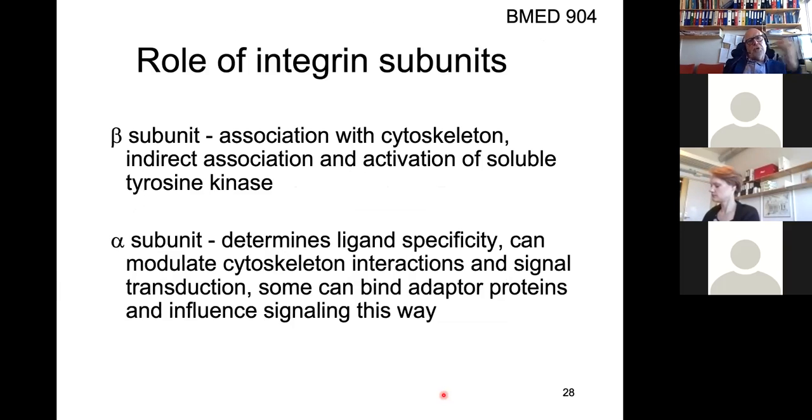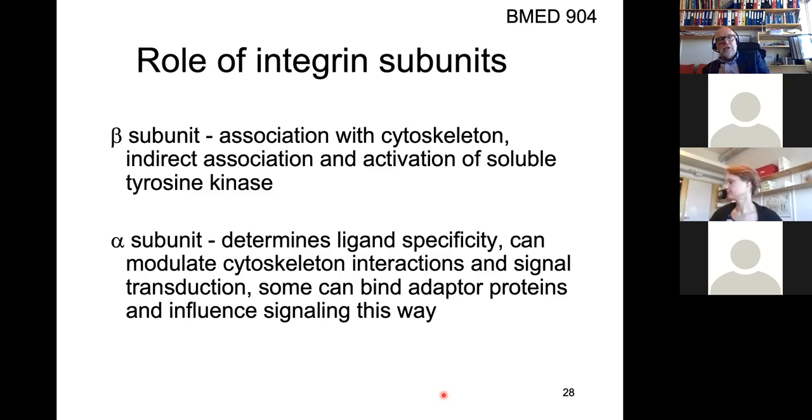If we want to generalize about the importance of different subunits of integrins, we can say that the beta subunit is by far the integrin subunit where we know the most about its function. We know that the beta subunit is important for the association with the cytoskeleton. And we also know that the beta subunit is important for integrin signaling.